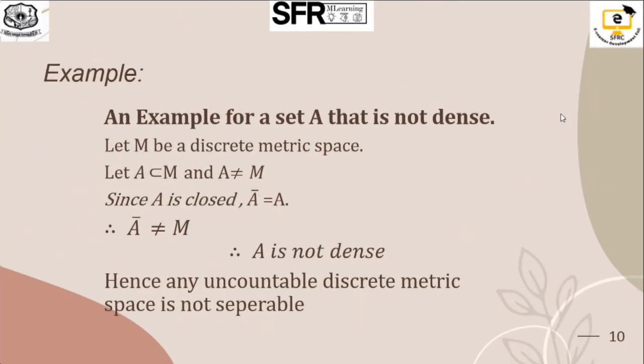Next, we will be seeing an example for a set that is not dense. We consider a discrete metric space M and a proper subset A of M, with A not equal to M. Since A is closed, A closure must be equal to A, and therefore A closure is not equal to M. Therefore, A is not dense. For a set to be dense, A closure must be equal to M. Here A closure is not equal to M, therefore A is not a dense set. Hence, from this example we can conclude any uncountable discrete metric space is not separable.